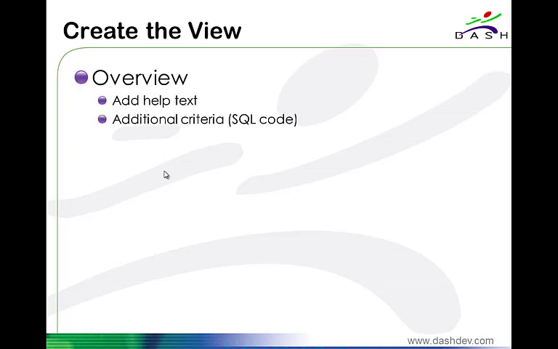Once you've created your document type, then you're going to create the view. The first screen when you create a view is kind of an overview. It lets you put in a little bit of help text, and you can add additional SQL code here to provide additional criteria trying to determine what document types or documents themselves are going to display when users go to use this view.